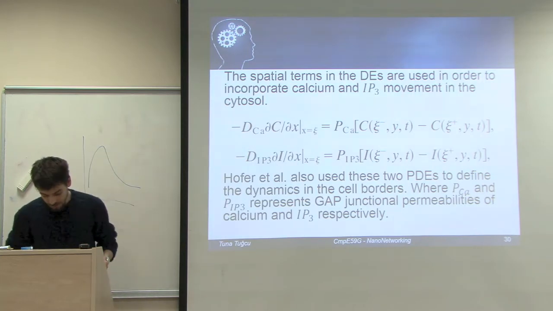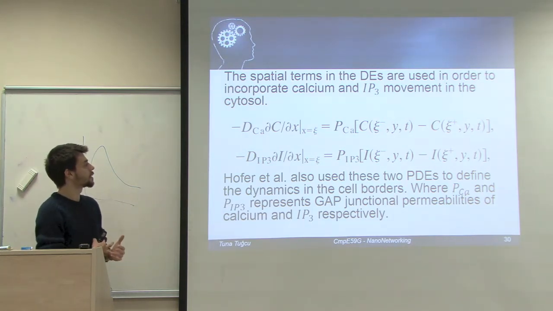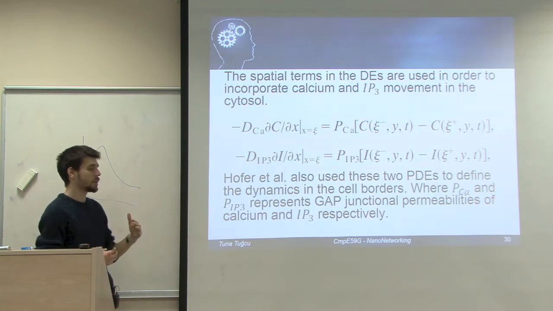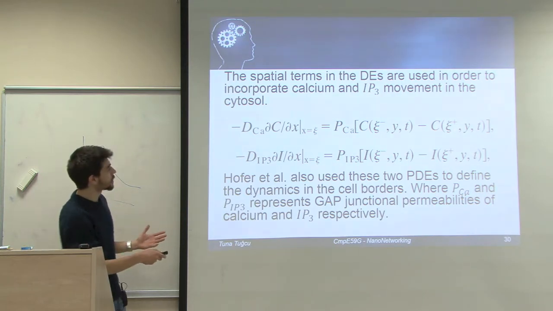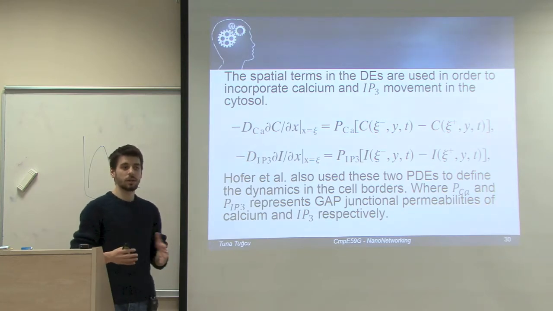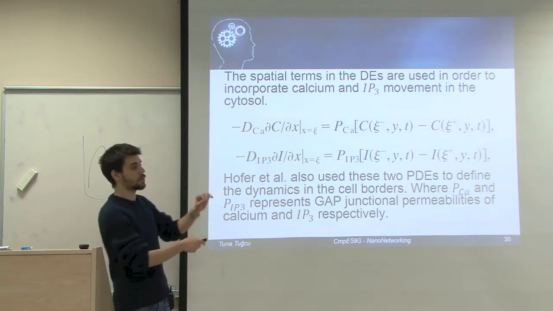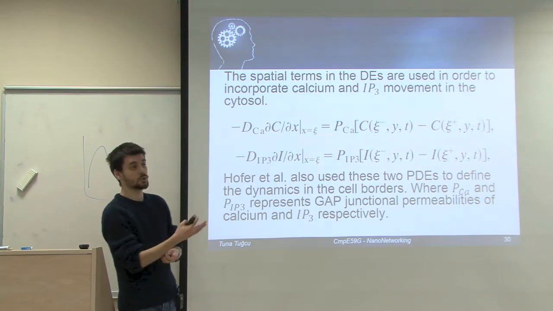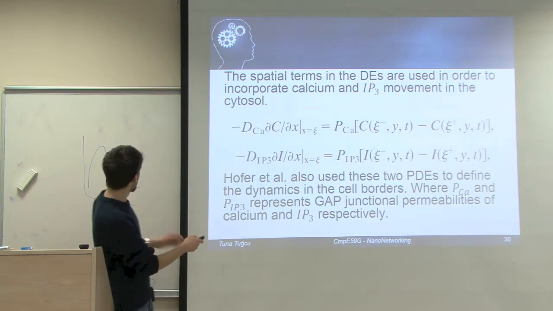So the spatial dynamics. Remember, we had just forgotten about those a little bit earlier, and now we've come back to those. So these equations are used to model the gap junctional propagation of IP3 and calcium. As you can see, you can model any kind of diffusion through any border with this kind of an equation, but it is what Hofer used in his model for cell boundary propagation, diffusion from cell boundary. As you can see here, the calcium concentration on one side of the cell.